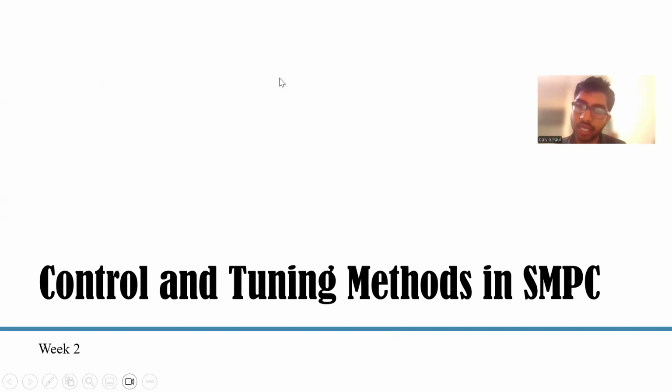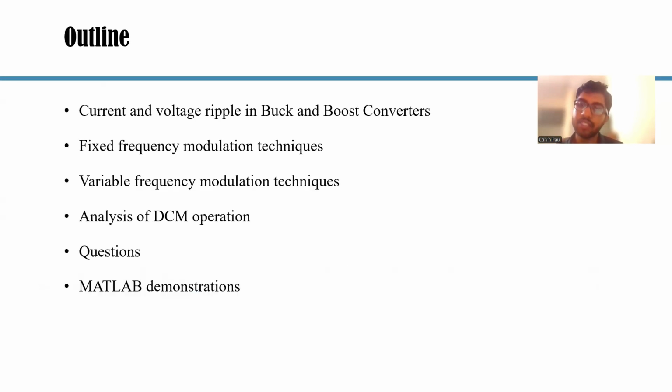Okay. So today the outline or the various topics which we will discuss are as follows. One is we will discuss the steady state parameters, like the current ripple and voltage ripple for buck and boost converters. Primarily today I'll be focusing on the boost converter. Then I'll also be talking about the fixed frequency modulation techniques. What control techniques are there? Then also sir had taught variable frequency modulation technique, when the switching frequency changes. Next, we will consider the DCM operation, that is discontinuous conduction mode operation, followed by certain questions and MATLAB demonstrations.